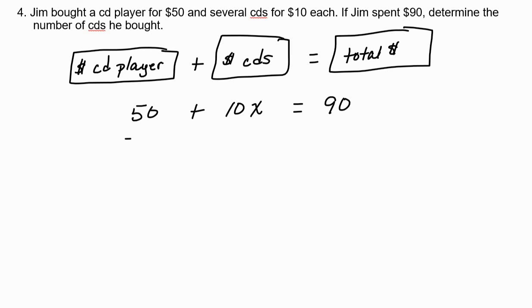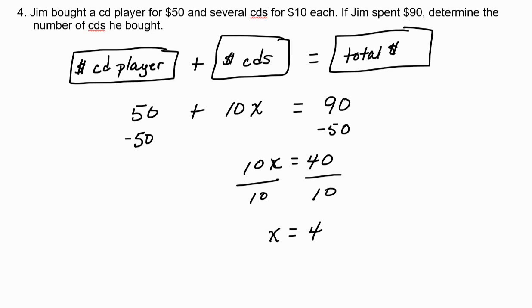So now I have a basic two-step equation. Subtract 50 from each side, so 10x is 40. Then divide both sides by 10, so x is 4. So Jim bought 4 CDs.